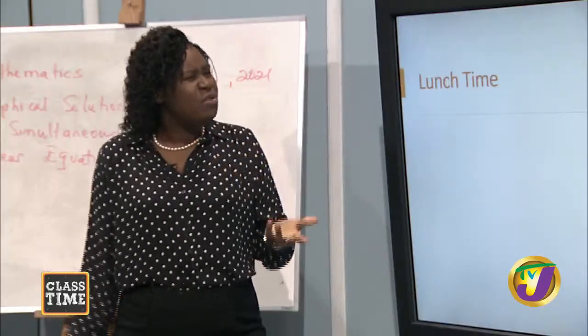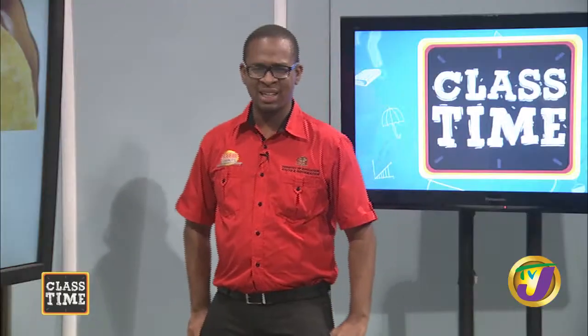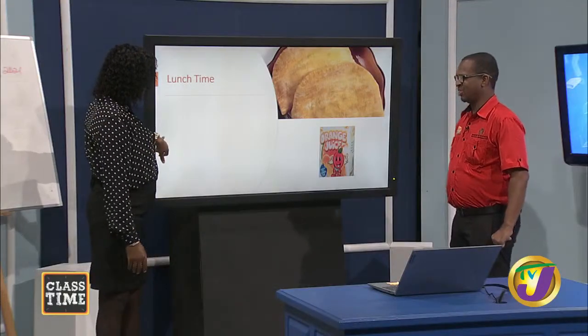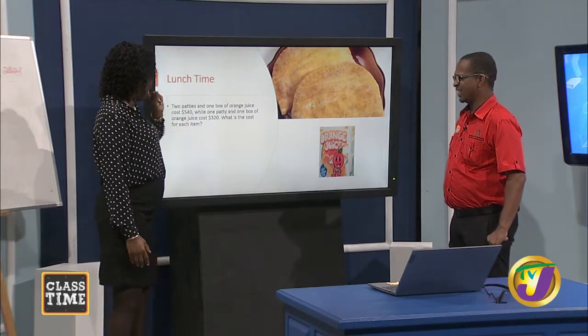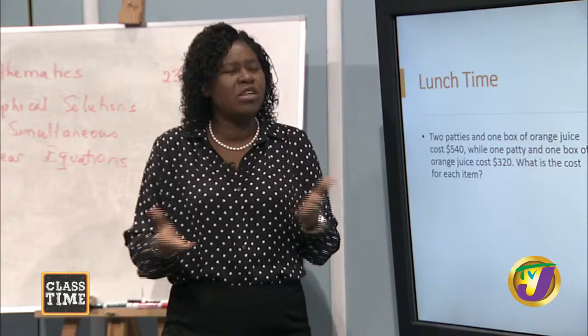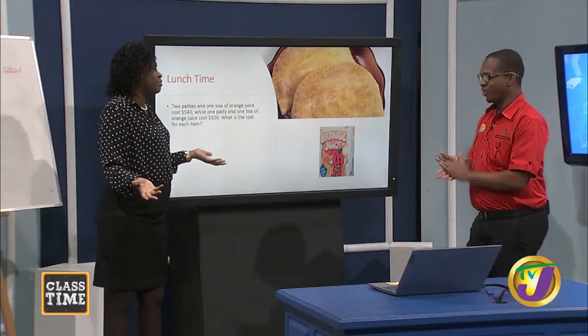So anyway, do you notice how the price was so expensive? Yes, this is not the price I normally pay for patty. Everything has just skyrocketed. Look, you got two patties and one box of orange juice for $540, and you paid for one patty and a box of orange juice $320. But because I was so hungry, I didn't even check the receipt to see how much each item costs. I just gave the lady my money.